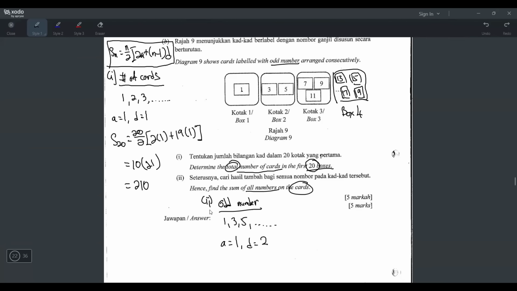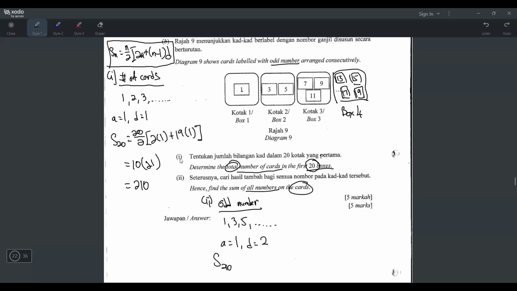Because you want to find the sum, right? But S, how many? Okay, the answer will be S 210. Let me tell you why. Because if they want the sum of all numbers on the cards, it means 1 plus 3 plus 5 plus 7 plus 9 plus 11, but you have to keep going until how many? Until 210. You know why?